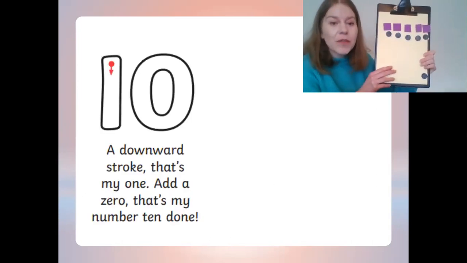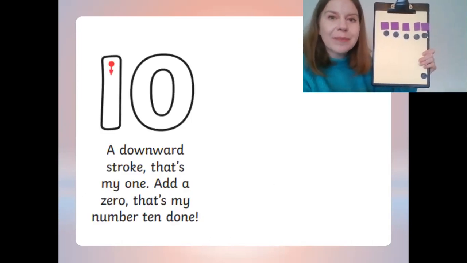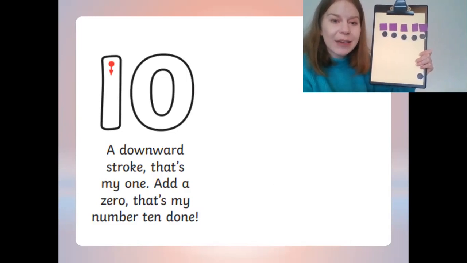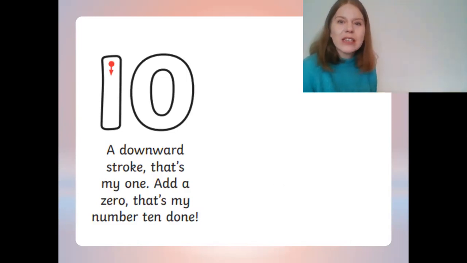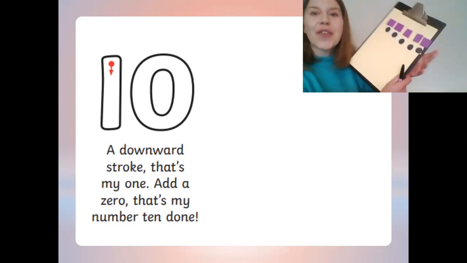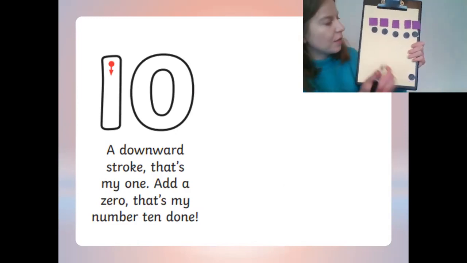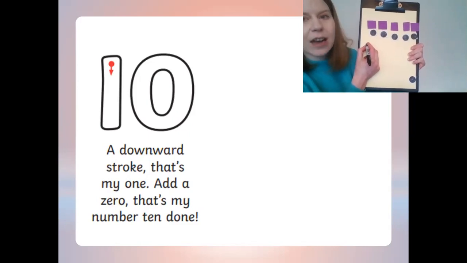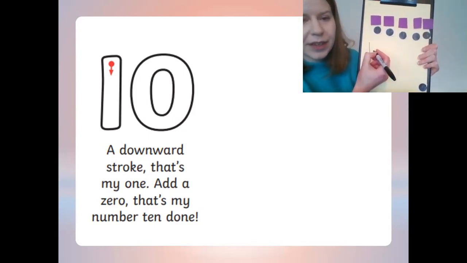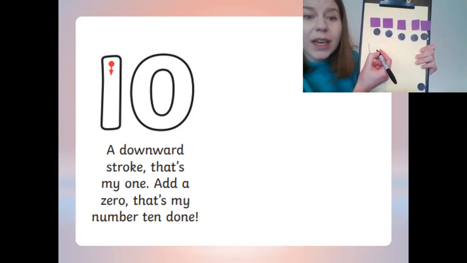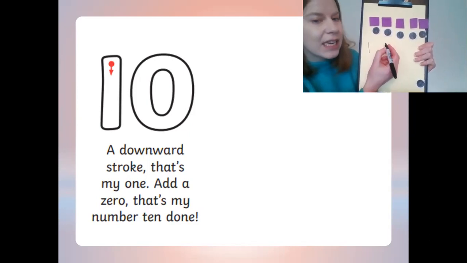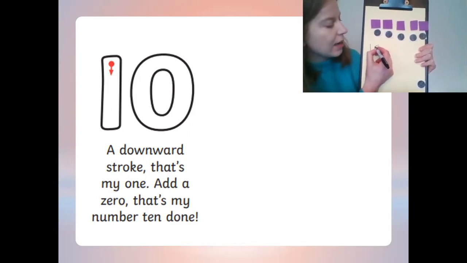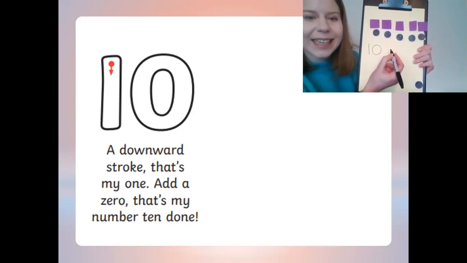Now we're going to move on to writing the number 10. And you can do this at the same time. So what you'll need is your piece of paper and something to write with. So to write the number 10, for the 1, I do a downward stroke. That's my 1. Now I need to add my 0. That's the number 10 done.